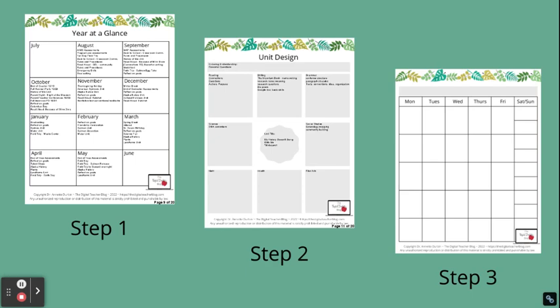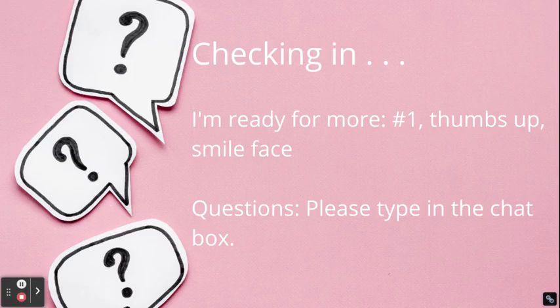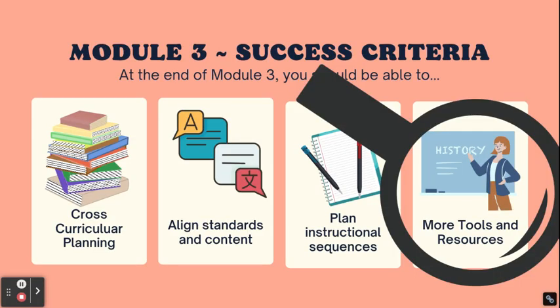Okay, so you're going to take this unit design, and then it goes to the calendar. Remember, we always plan a unit between 4 to 8 weeks, and my happy number that I like is 6 weeks. All right, how are we doing? All right, any questions? Put them in the chat box.